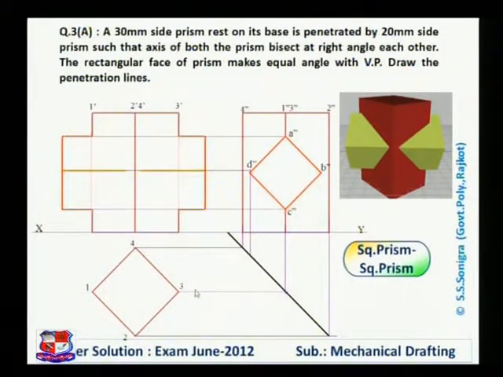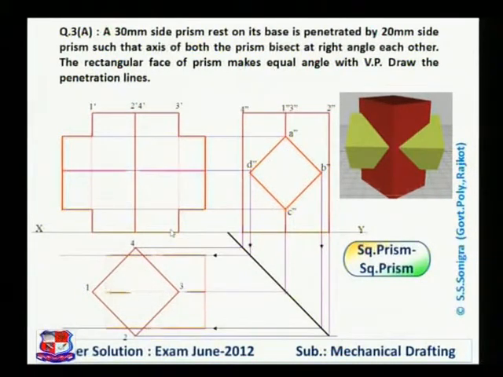Now to find its top view, take projections from its side view up to the top view like this, and complete this top view. So until now we have drawn the top view, front view and side view of both these square prisms, the vertical square prism and the horizontal square prism.